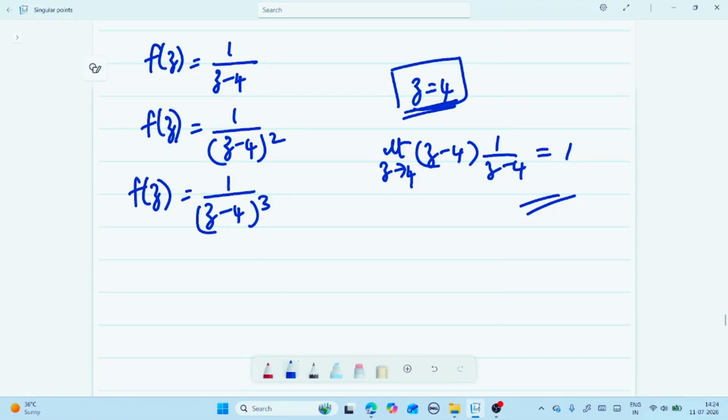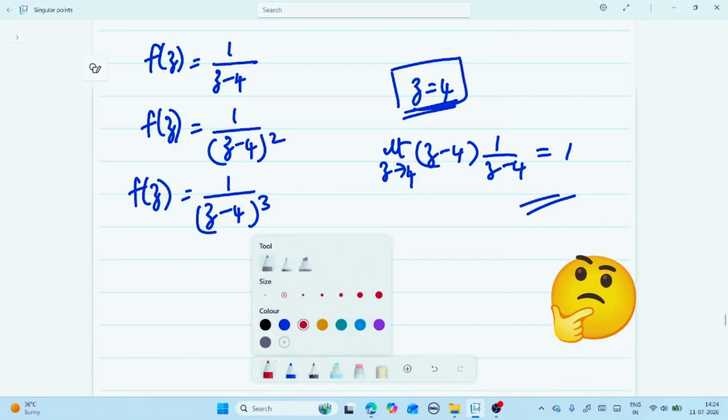Now, here for the first case, the pole is of order 1.